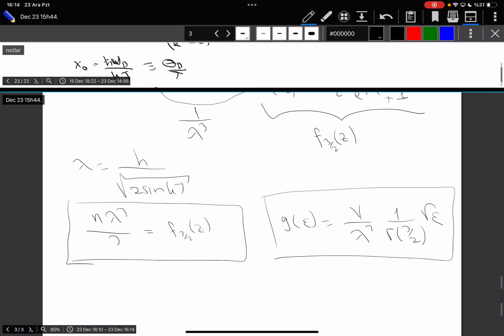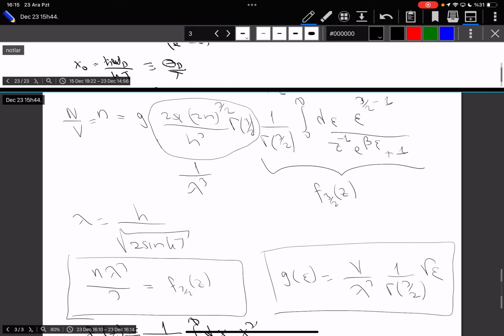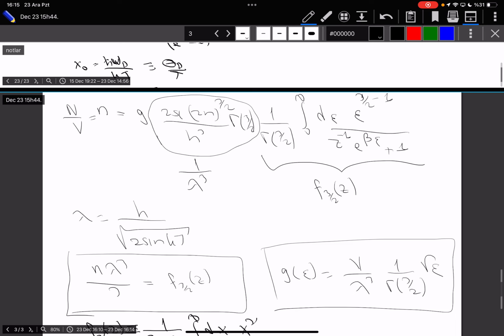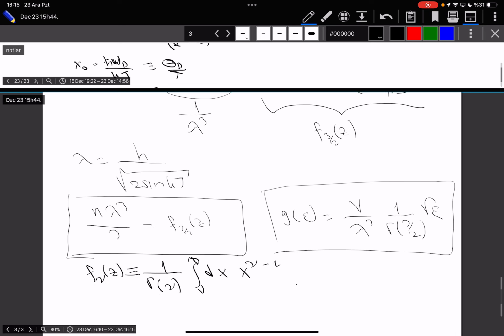Now we have a different function. Remember, before we had g, okay, these functions f nu of z, they are defined as 1 over gamma nu integral from 0 to infinity dx x to the power nu minus 1. Sorry, there is one more change I should do. e to the power x plus 1.